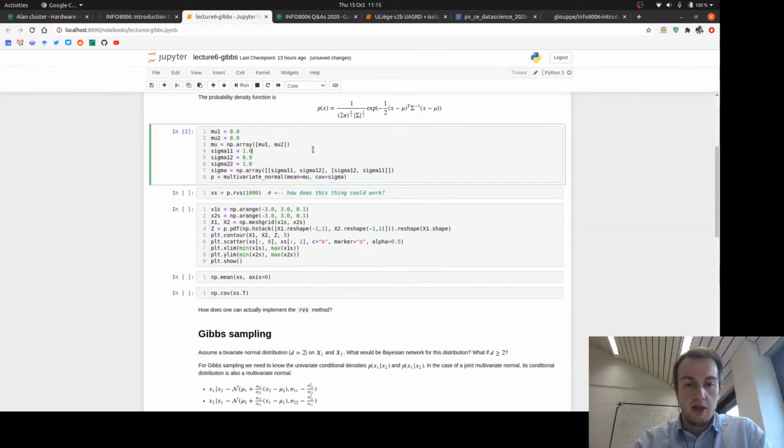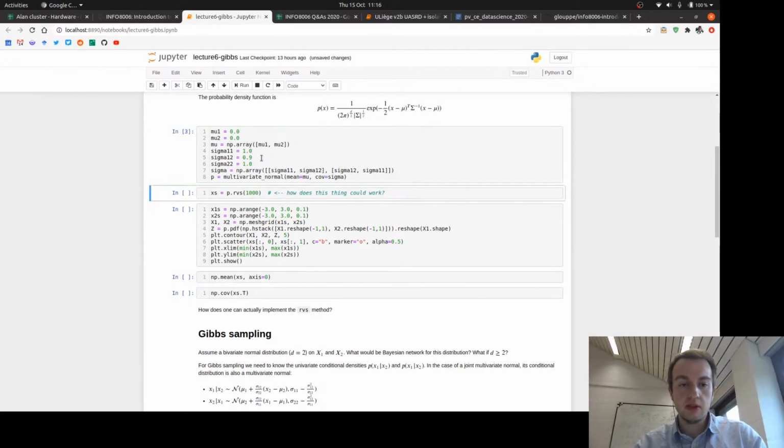Okay. And what I would do here is say that mu is equal to 0, 0, and that the covariance matrix has a diagonal made of 1s, and the covariance between x1 and x2, since we have only two variables, is 0.9. Okay. So I would define this, and then given this distribution, I could call this rvs function, which I can use to sample a certain number of values from the distribution. And let's say I just draw 1,000 different samples.